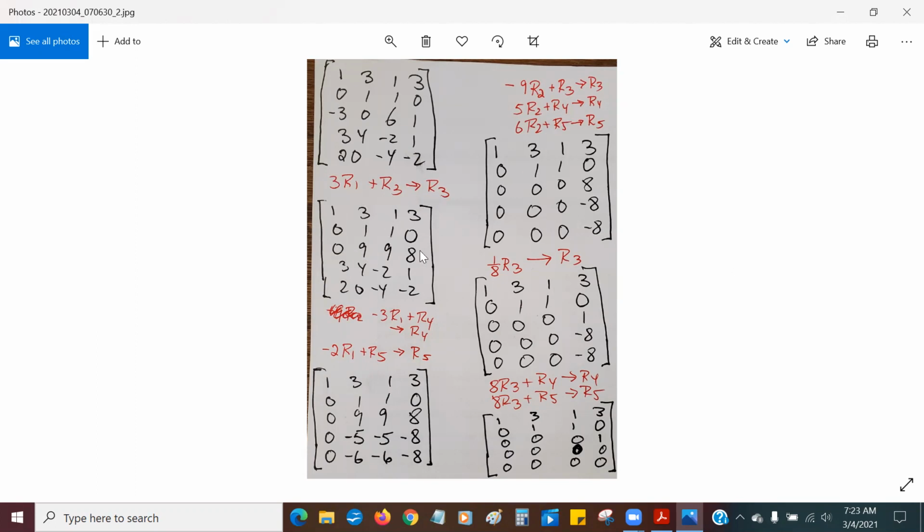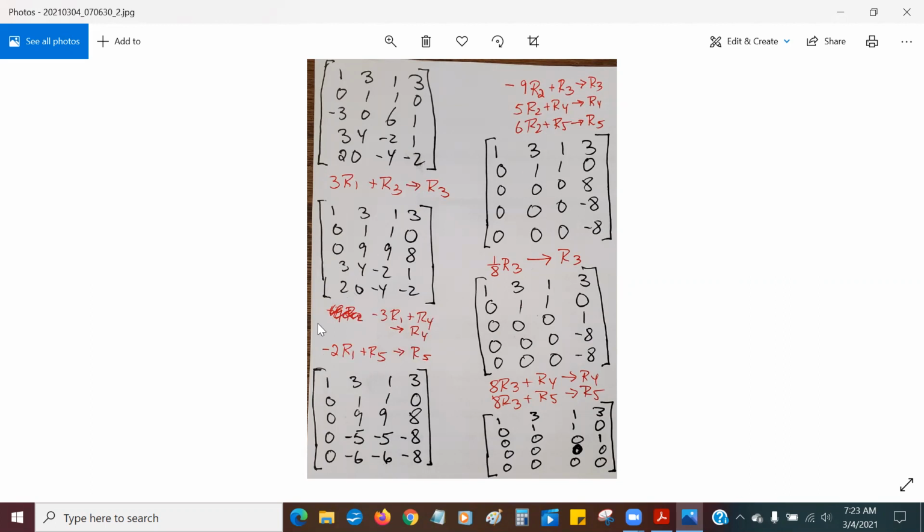Now I want to get rid of the 4th and the 5th row entries. I want to get rid of the 3 and I want to get rid of the 2. So -3R1 plus R4 becomes the new R4, and -2R1 plus R5 becomes the new R5. The truth is, I could have done all 3 steps at the same time, because they're independent of each other. You've got to be careful when you do multiple steps at a time, because sometimes when you do one step, it affects the others.